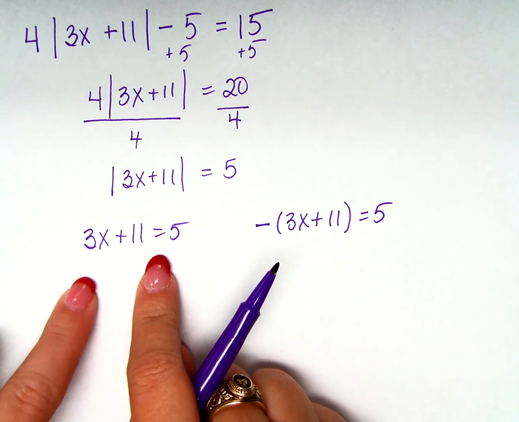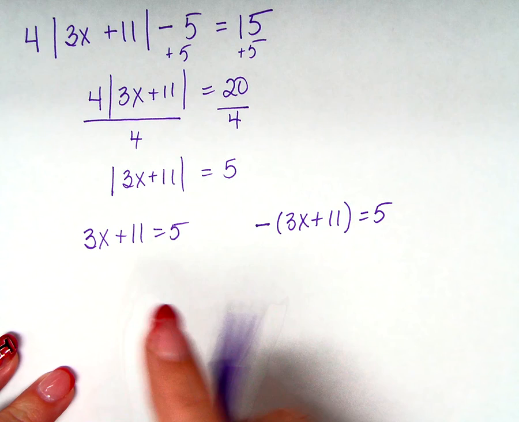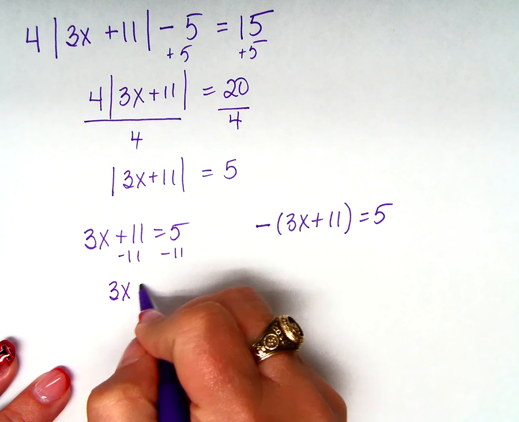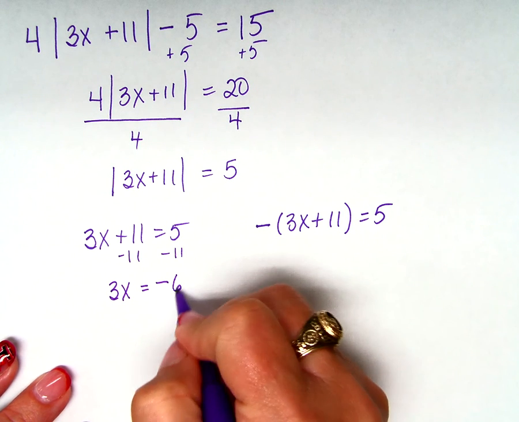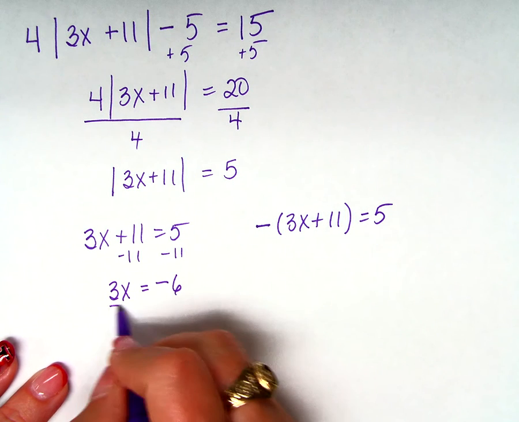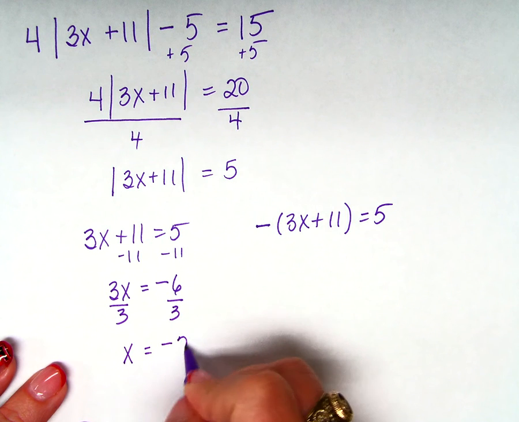Solve the first equation. Okay, I think that's a great thing to do first. How do we want to solve this first equation? If I subtract 11 from both sides, I get 3x equals negative 6. Okay? Now what should I do? Somebody else who hasn't tried yet. If I divide both sides by 3, what does x equal? Negative 2.